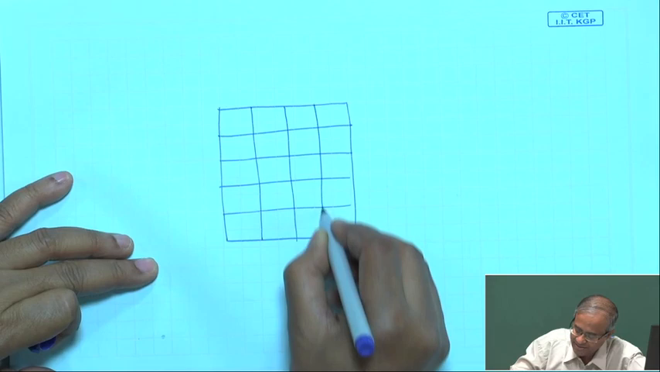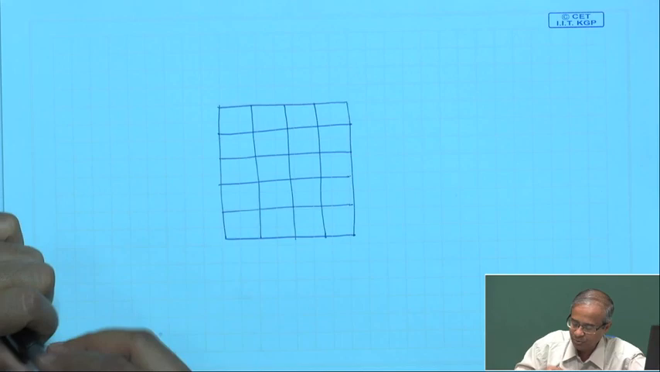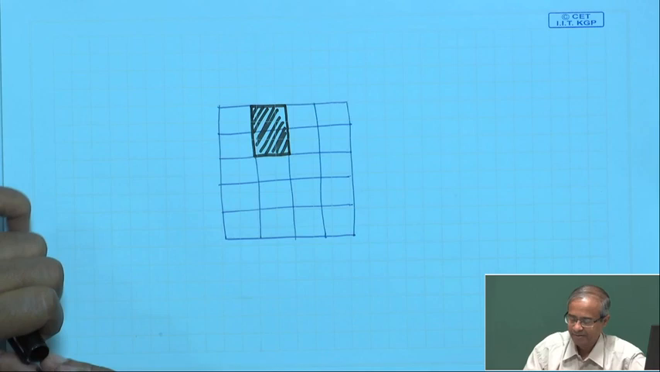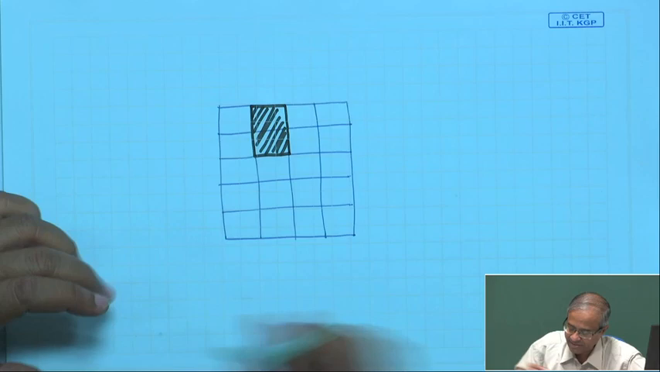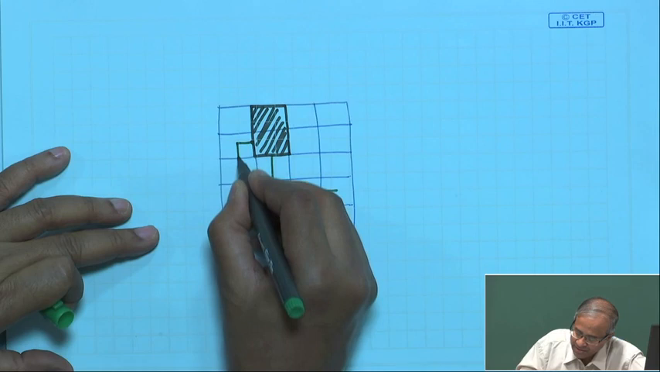Now, all lines and blocks will be placed aligned to these grid cells. For example, suppose I want to place a block, let us say here. So, it will be placed aligned to this grid cell. This is a block I have placed. Now, suppose I want to run some interconnection lines. Let us take some examples. Say, I want to run a line like this. This is one interconnection line. I want to run another interconnection line like this, let us say.